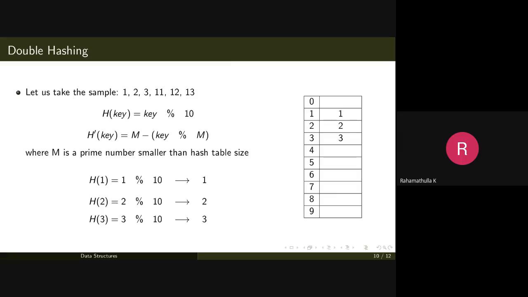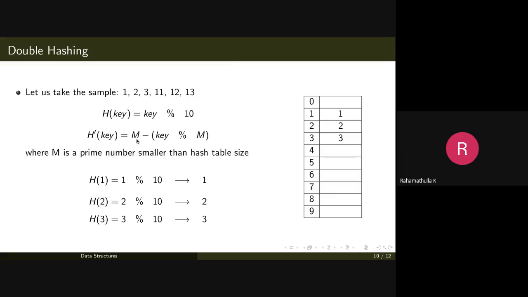as double hashing. In double hashing, once again we use the same division method for storing the key. If there is a collision, for example, the elements 1, 2, 3 are stored in locations 1, 2, and 3 without any collision. 1 mod 10 equals 1, 2 mod 10 equals 2, 3 mod 10 equals 3. These elements are already stored. Now if you take 11, 11 mod 10 is already 1, so there is a collision. In that case, we use this hash function.